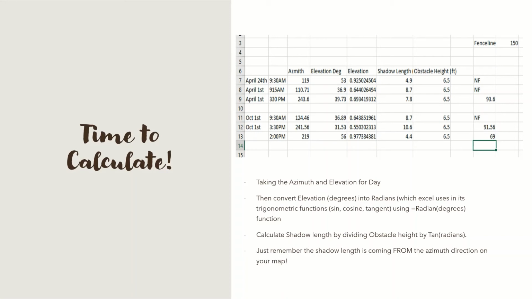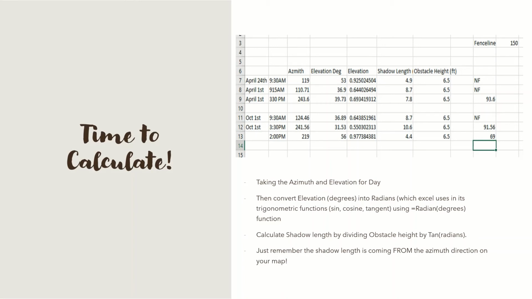You just use basically the radian function in the box. You plug in the degrees and it converts it to this for you. And after we have that, then we can now use a trigonometric function of either sine, cosine, or tangent. And in this case, because we know the degrees from the ground to the sun, and we know the obstacle height, we typically use tangent.